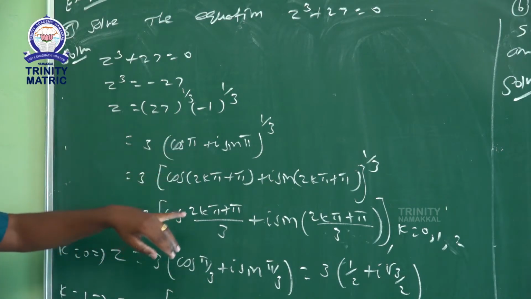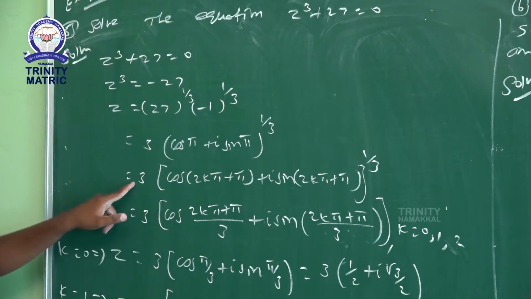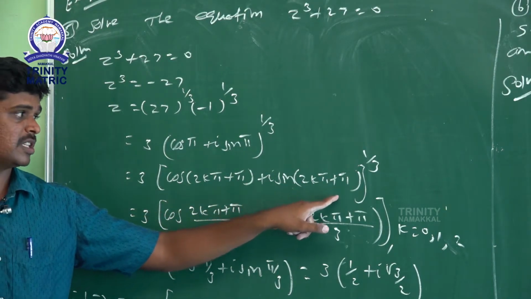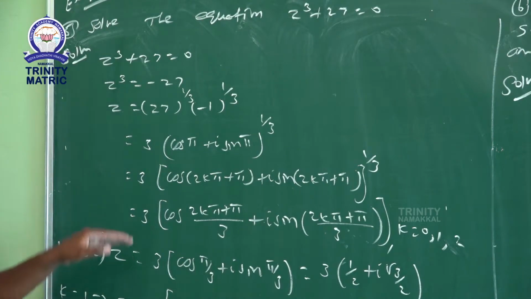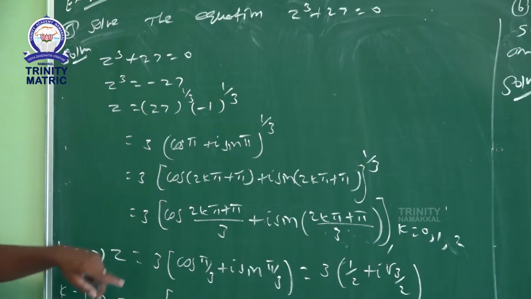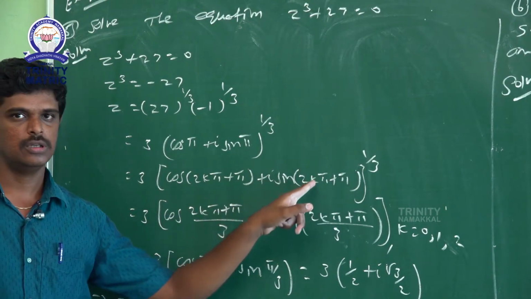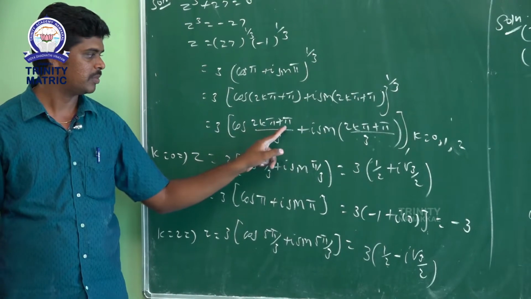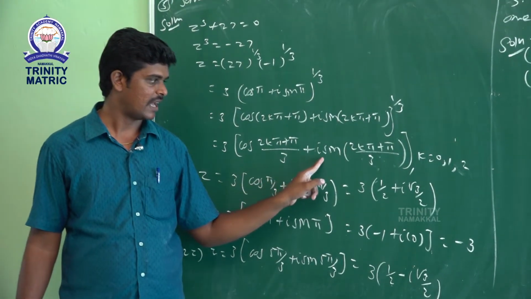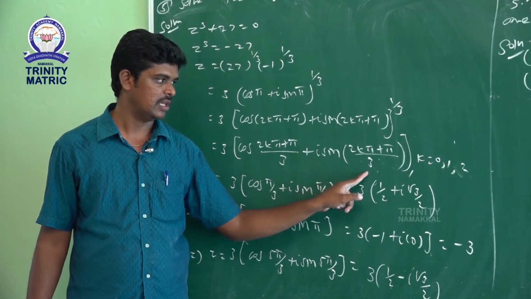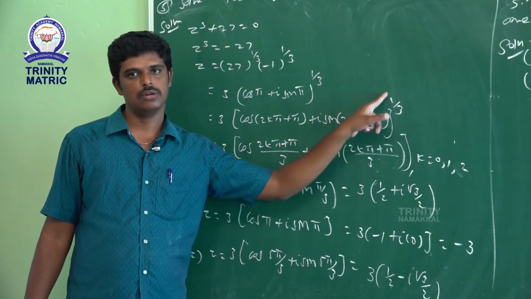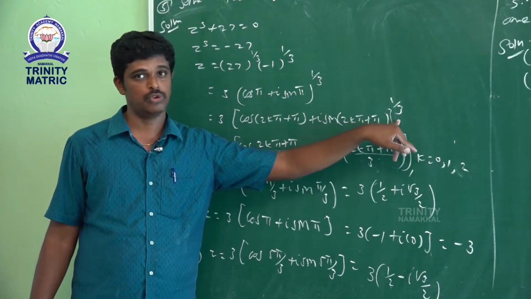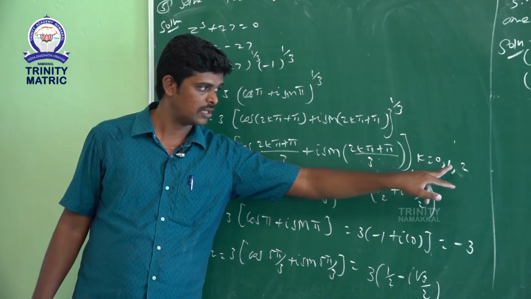Next we can add 2k pi in the argument. So 3 into cos 2k pi plus pi, plus i sin 2k pi plus pi, whole power 1 by 3. Go to the next step using De Moivre's theorem. What is De Moivre's theorem? The power term applies to the argument value. So 3 into cos of (2k pi plus pi) by 3 plus i sin of (2k pi plus pi) by 3. What is k? Cube root takes 3 values, fourth root 4 values, fifth root 5 values. So here, cube root means k equal to 0, 1 and 2.